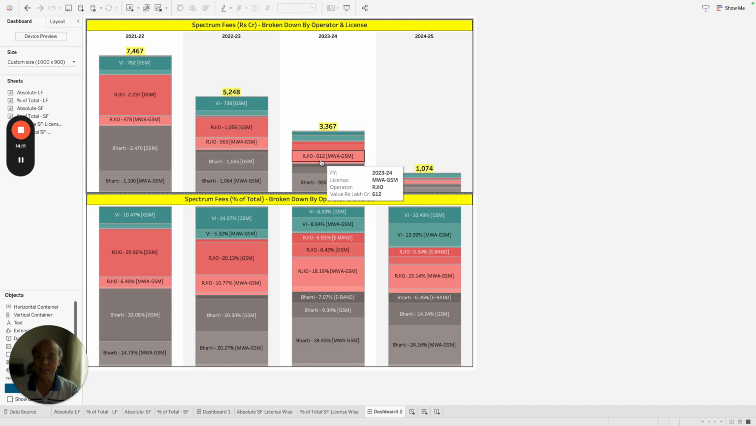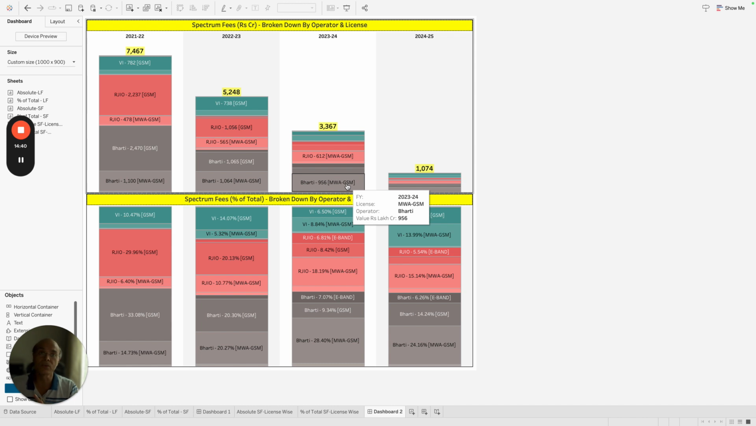The access SUC is going down because of the 26 gigahertz band, but the microwave backhaul SUC for Reliance Jio has increased from 478 to 612. Now as far as Bharti is concerned, the number was very significant. Microwave access, it was 1,110. It has roundabout remained the same, whereas Reliance, it has increased. You can see 478 to 612, but Bharti, it has roundabout remained the same.